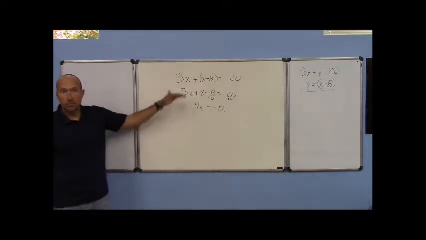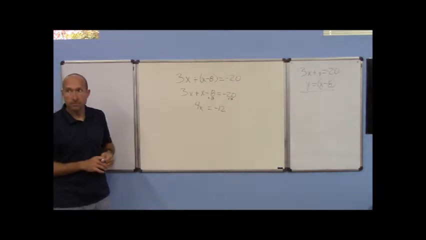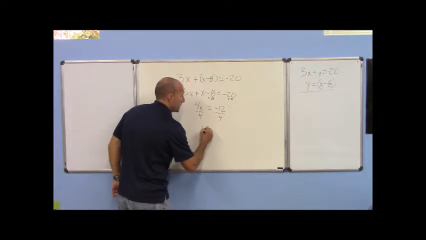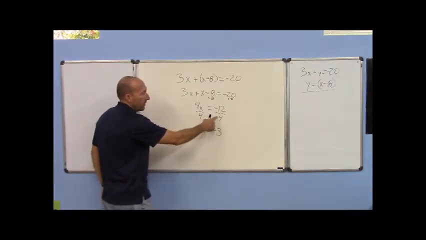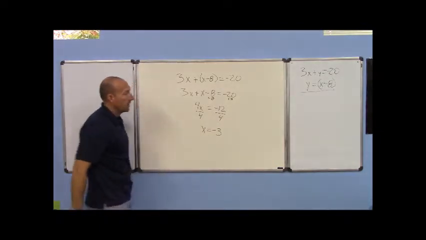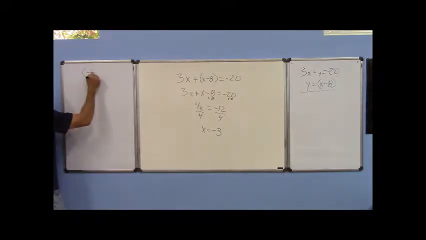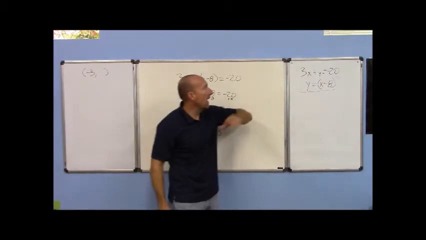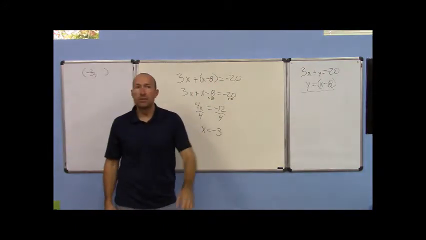Everybody see how we got from there to here? Kind of skipped a step. And then we're going to divide by 4 on both sides. So x equals negative 3, because remember, negative 12 divided by positive 4 is negative 3. So we now know that the x-coordinate is going to be negative 3. Now we can take this negative 3 and plug it into any one of these equations and solve for y. Which one do you want to plug it into?